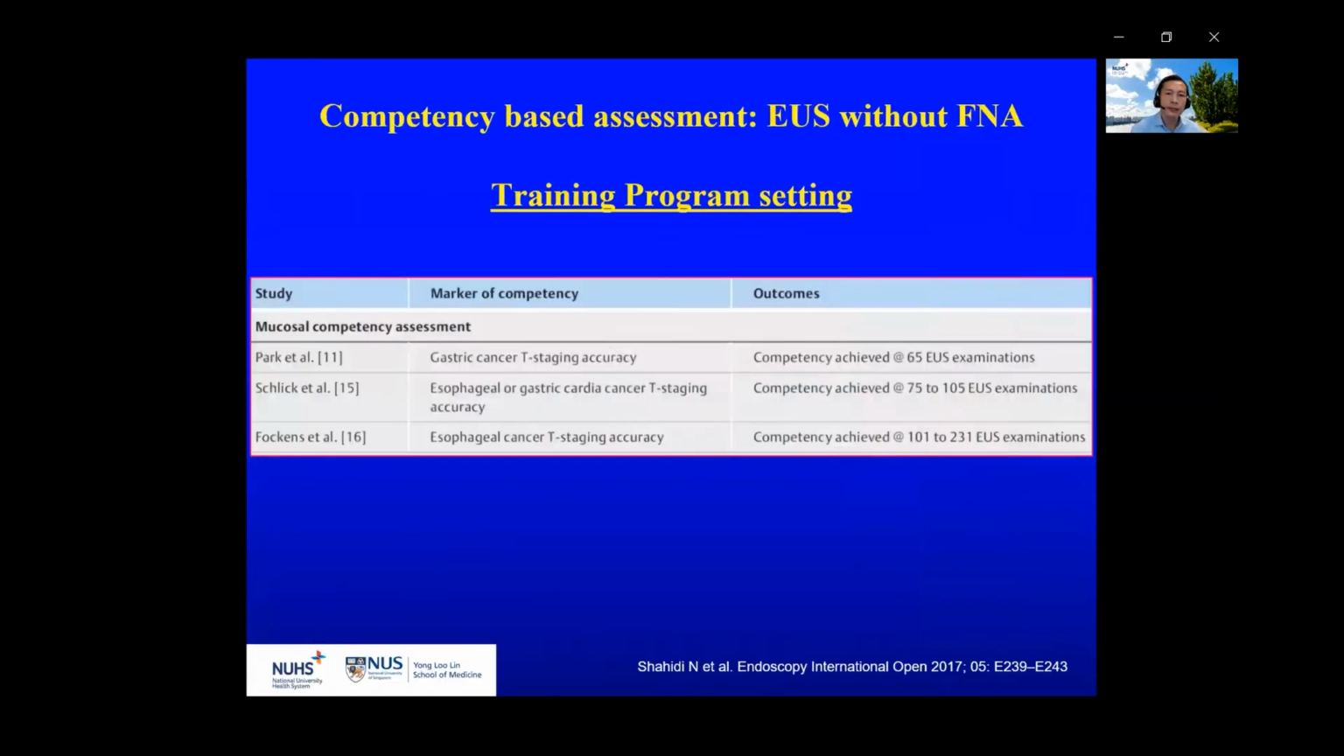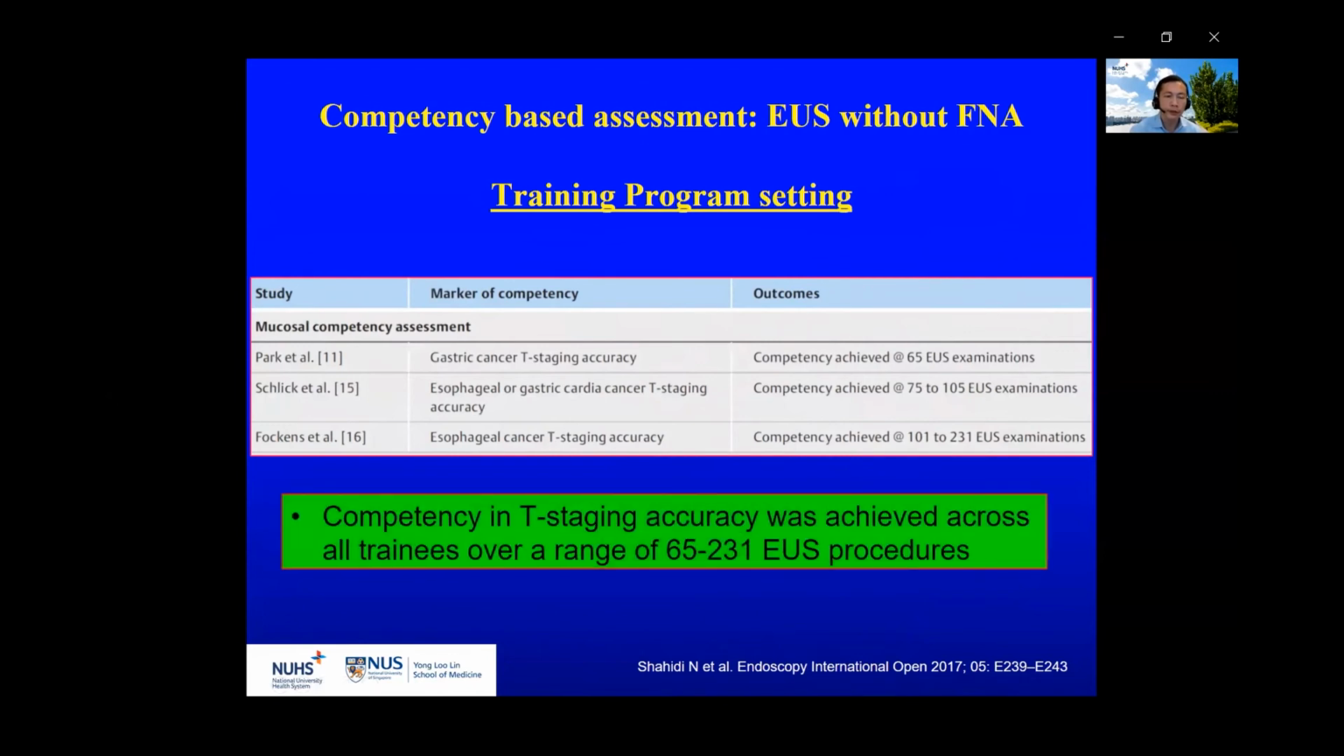So further than that, other groups also did look at this issue of assessing competency, and this is in a training program setting, not in the workshop setting as I showed previously. And they defined the competency as T-staging accuracy, okay? And 3 studies were done. And they came to roughly the same conclusion that the trainees became competent in staging accuracy after something like 65 to 231 EUS procedures.